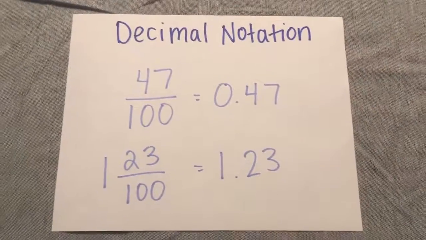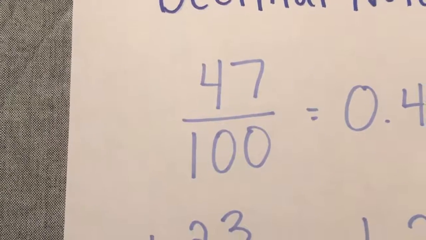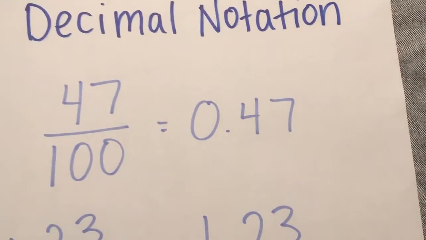When you need to write a number in decimal notation, don't forget, first write the number as a fraction, then you can easily convert it to be a decimal.